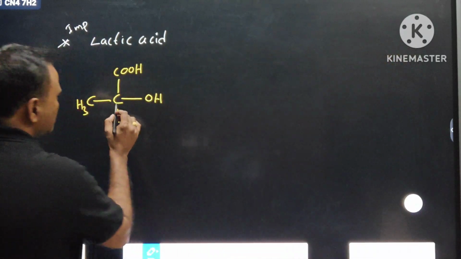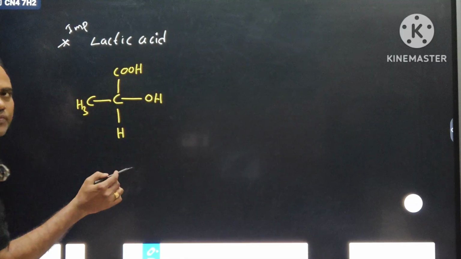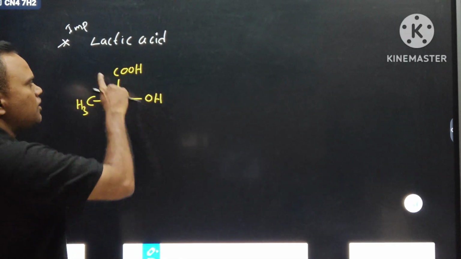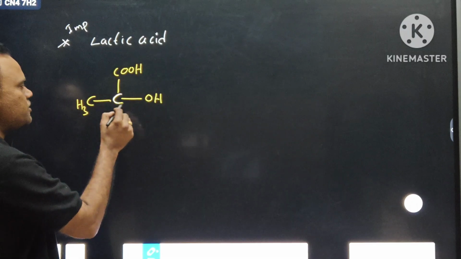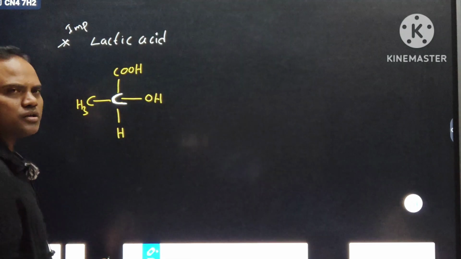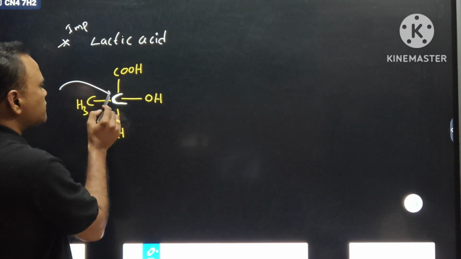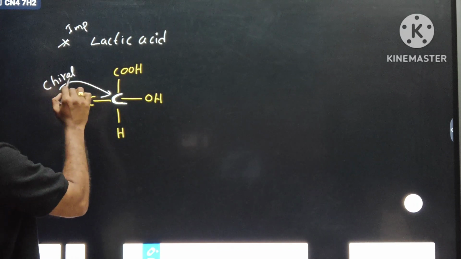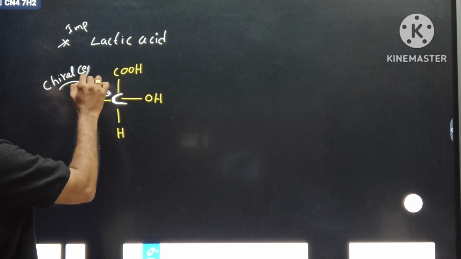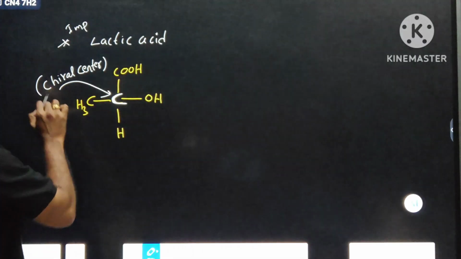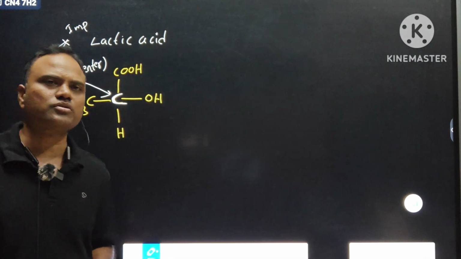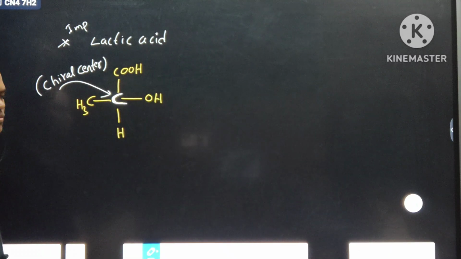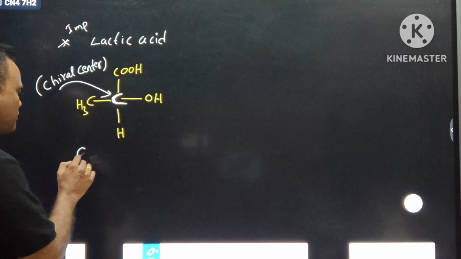See, this carbon is surrounded by 4 different groups: 1, 2, 3, 4. The middle carbon is a chiral carbon. The carbon which is surrounded by 4 different groups is called a chiral carbon or chiral center. This is optically active. Mention that point.